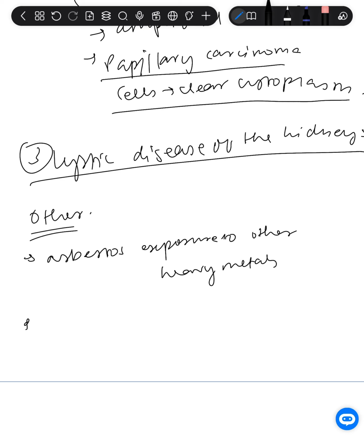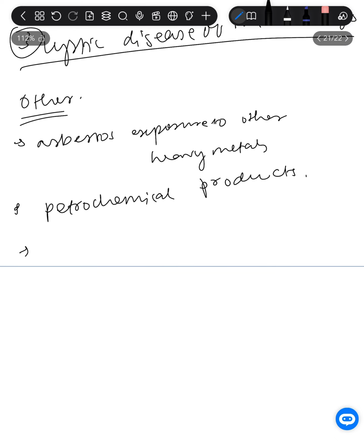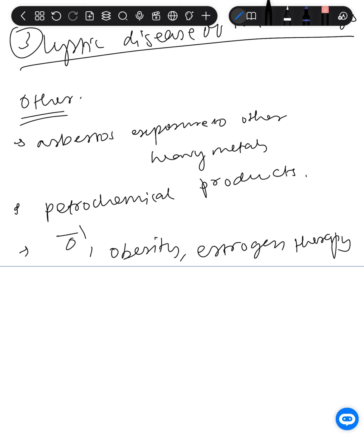Okay, that is one. Then, if you are having exposure to petrochemical products, that is also one of the risk factors. Then we have, as I said, males. Then we have obesity. Then we have estrogen therapy. All these are the risk factors of RCC.